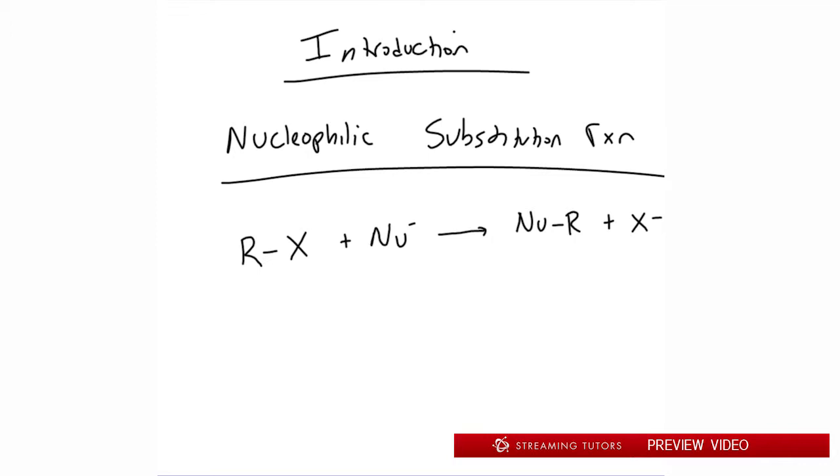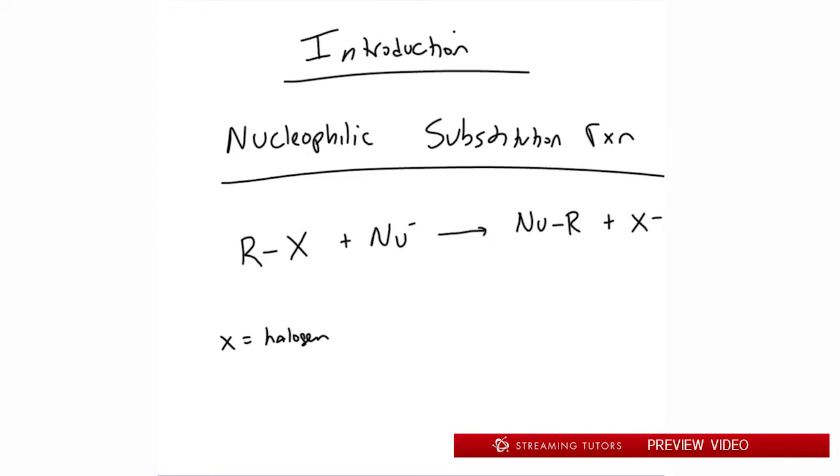And X equals halogen, right? It could be Br, Cl, I, or F. We'll actually learn other things that could be X, but for now we're going to strictly stick with halogens. Now this is a substitution because we're swapping out the halogen for the nucleophile. We're substituting one for the other.